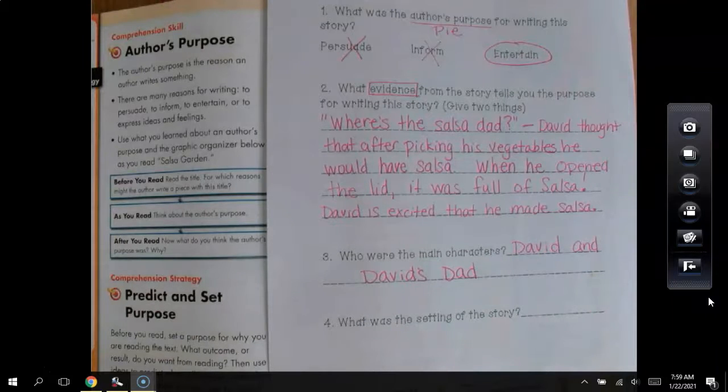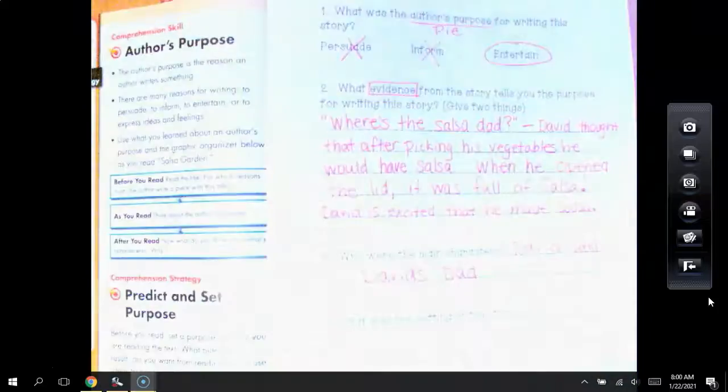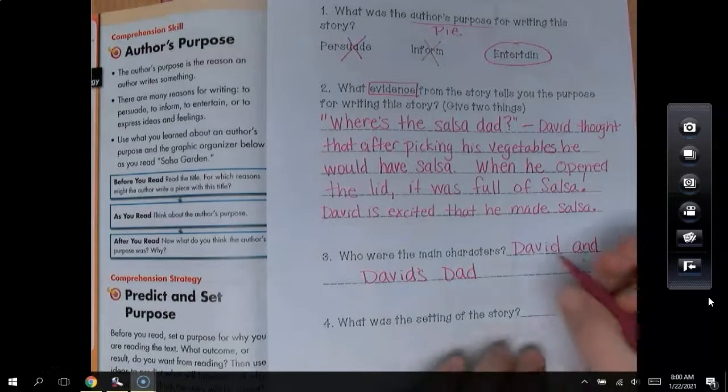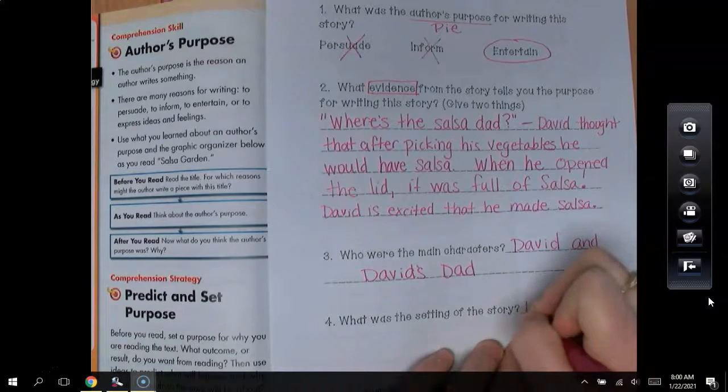And what was the setting of the story? Well, where did this story take place? If we're talking about a salsa garden, do you think, oh, my goodness, I don't know why this is happening. Sorry, boys and girls. When we talked about setting, the setting is where and when the story took place. Now, did the story take place in a mall? No. Did the story take place at McDonald's? No. Okay, where was the setting? Where did the story take place? Yeah, at David's house. The story took place at David's house.